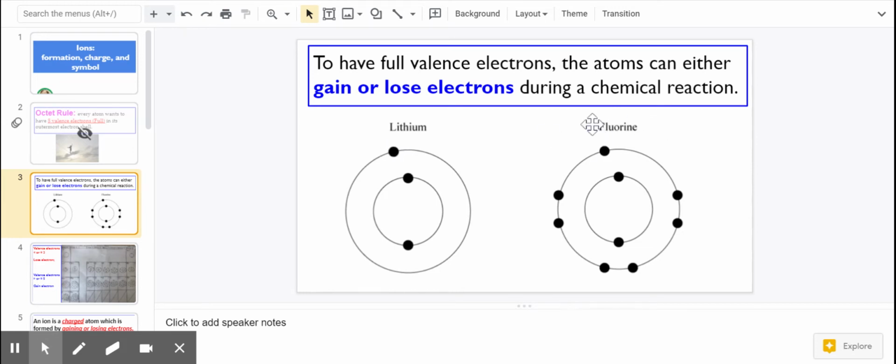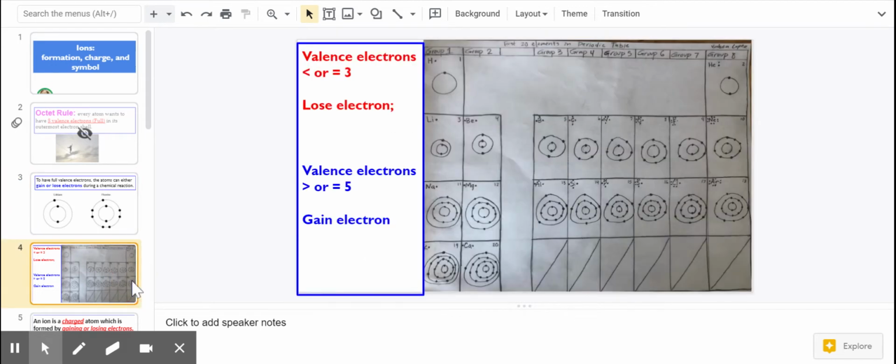Fluorine is number 9 in the periodic table. It has 9 electrons, and the second energy level has 7. It's easier for fluorine to just gain one to have 8. Okay, so now let's look at which ones would gain and which ones would lose. Let's look at this beautiful student drawing. I love this. It's exactly right.